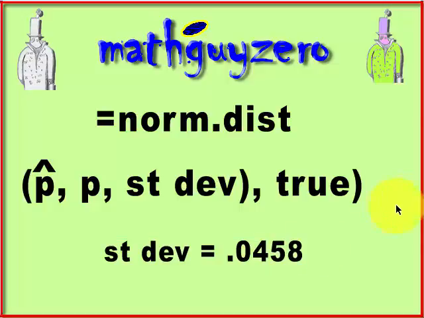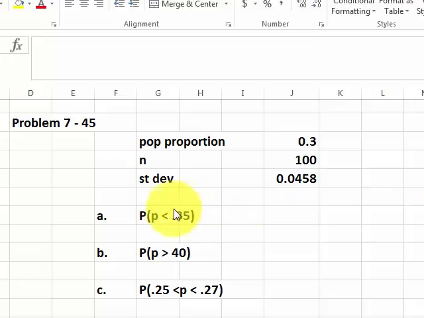So let's switch over to Excel, a statistician's best friend. Population proportion is 0.3, sample size is 100, and the standard deviation that we calculated is the square root of p times 1 minus p divided by n. So that's how we got that. These p's inside the parentheses should be p bar, p hat, but I can't put that in there.